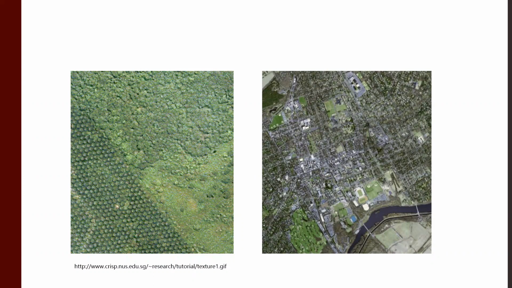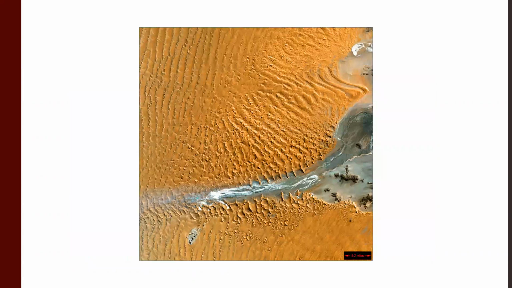Texturally, we get different information when we combine bands. Here's a beautiful texture in the Namibian desert. We can see the sand dunes. We can see the flow of water. We can see the differences in the landscape. And we couldn't see this if we were just looking at a visible light picture.